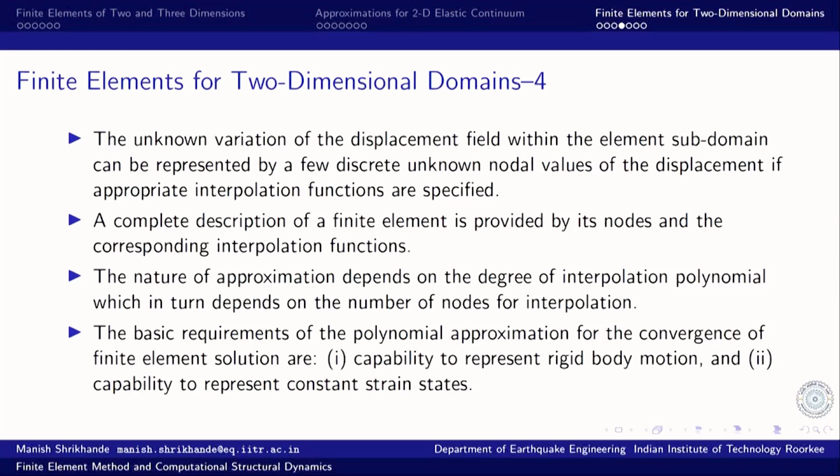So, the basic requirements of polynomial approximation for the convergence of the finite element solution, I repeat, I have discussed this earlier: the capability to represent rigid body motion and the capability to represent constant strain states. These are the restrictions that we adhere to while constructing the interpolation functions, and we will discuss more on this in our next lecture.